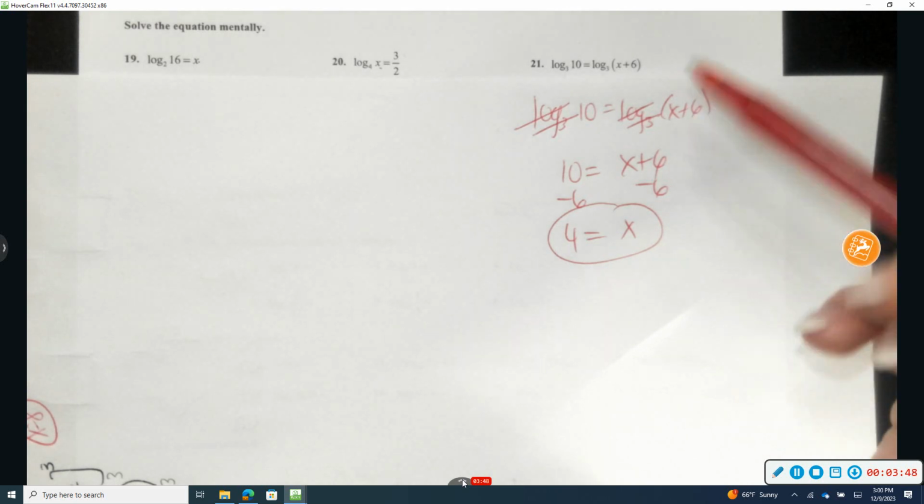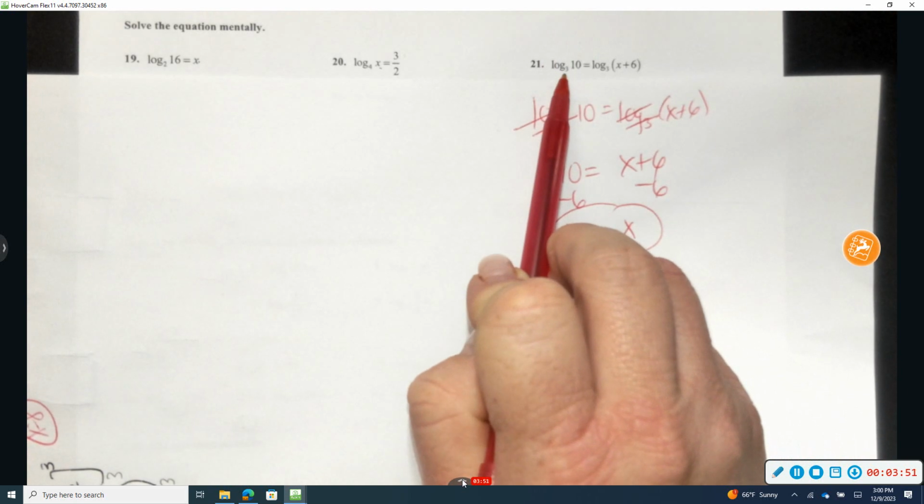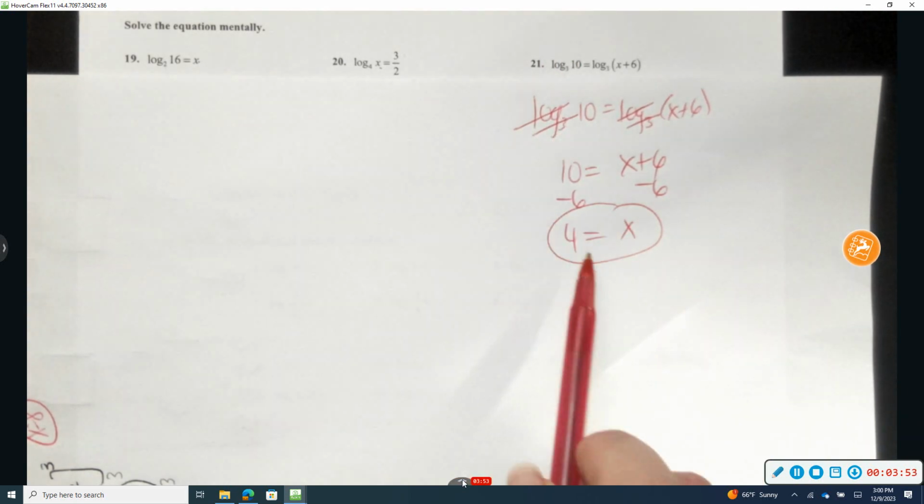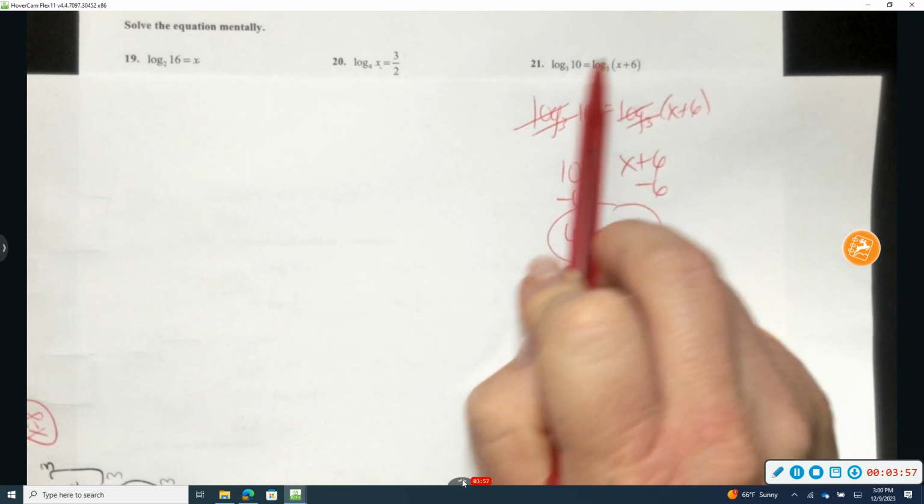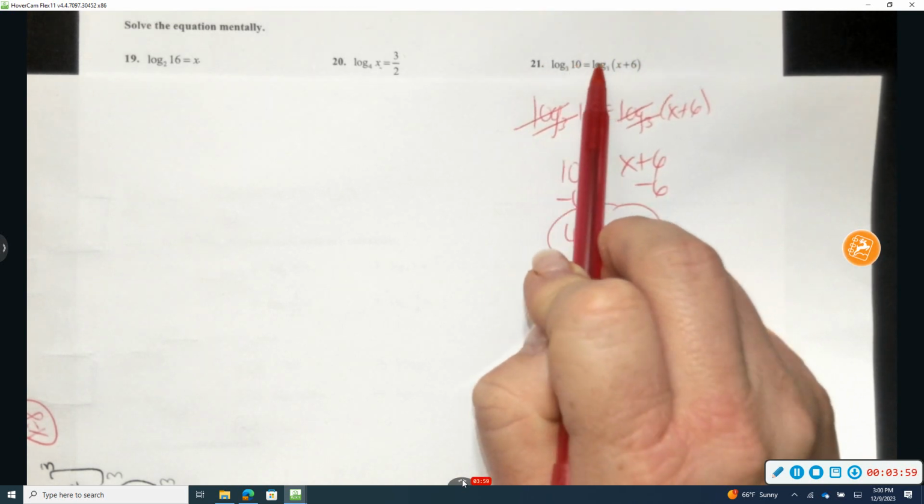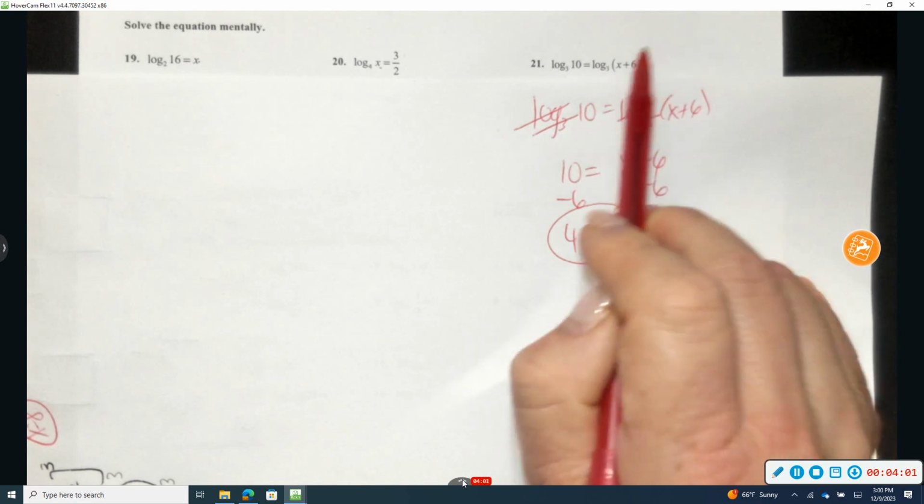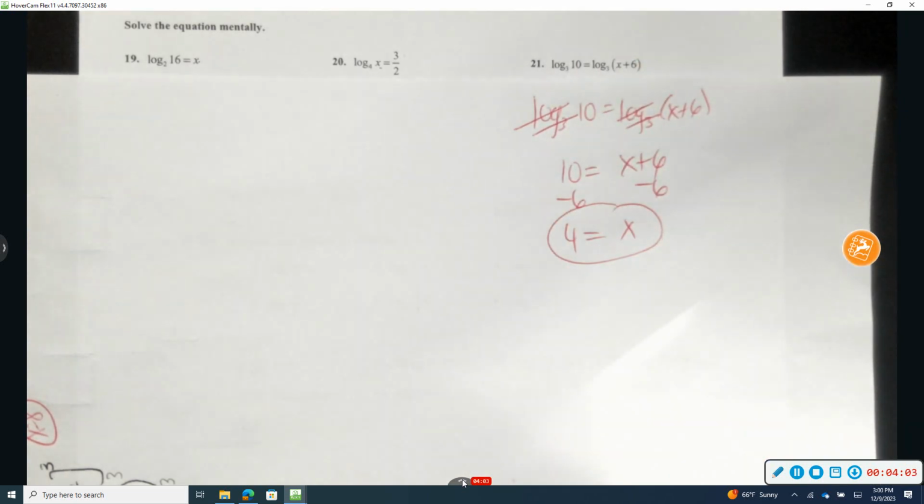And what that would look like is, remember that the base has to always be positive, and so does the number behind it. So I got an answer of 4. 4 plus 6 is in fact a positive number. We'd have log base 3 of 10 and log base 3 of 4 plus 6. They're equivalent. This is the correct answer.